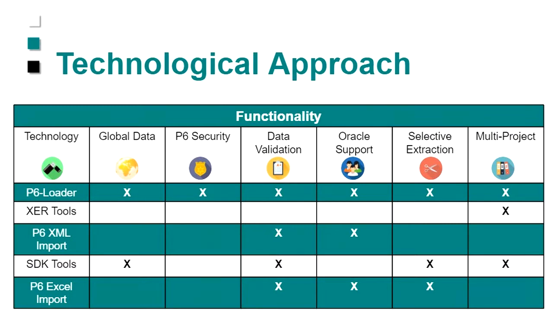Primavera also has the SDK, but the SDK is no longer supported. It works in some cases and doesn't work in others. It's kind of slowly falling off. It does let you access global data, which is good. It does validate the data, which is also good. It allows selective extraction. It allows multiple projects. So it sounds like it's got everything you need, except that you have to be a super user to use it, which means that you have all the access. So you can't just give it to anybody because they can do all kinds of damage. So, one of the big frustrations people have is that in order to be able to use the SDK, you need to be a P6 admin super user.